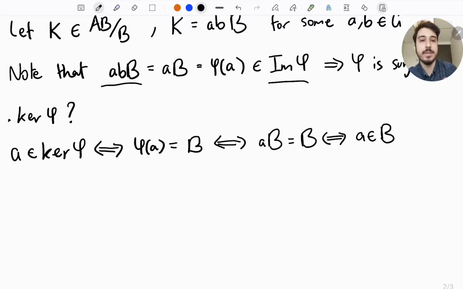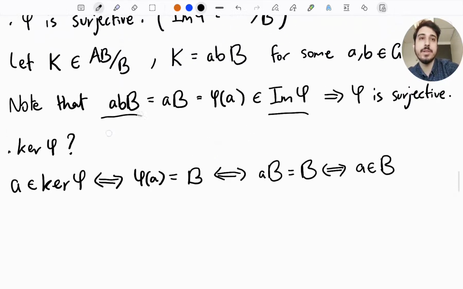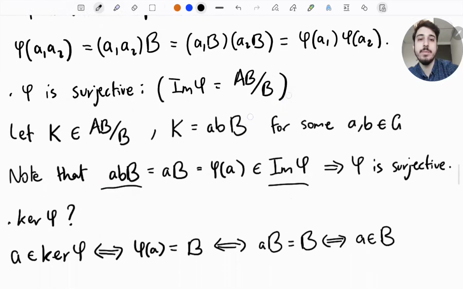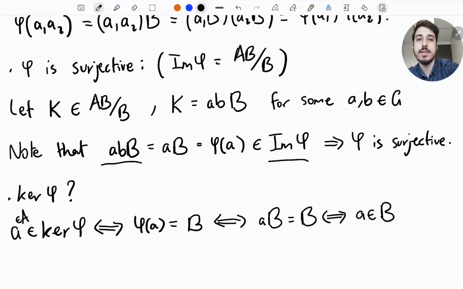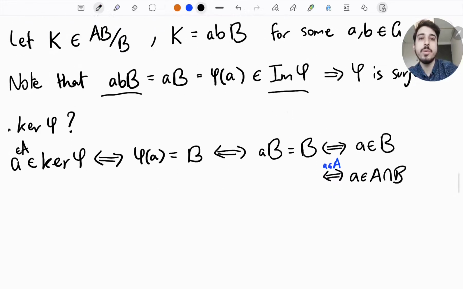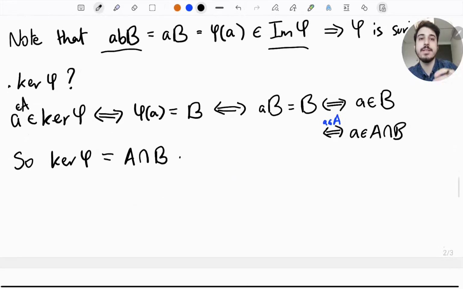And a is an element in A, why is that? Because the domain is taken to be all the elements in A. So already we know that a is in A, and now a is in B, so this means that a is in the intersection of A and B. So we've seen here that a is in the kernel of phi if and only if a is in the intersection, giving us that the kernel of phi as a set is exactly equal to A intersect B. So this is the kernel of phi.